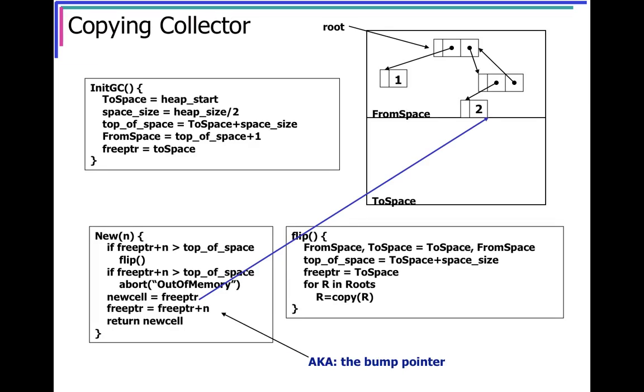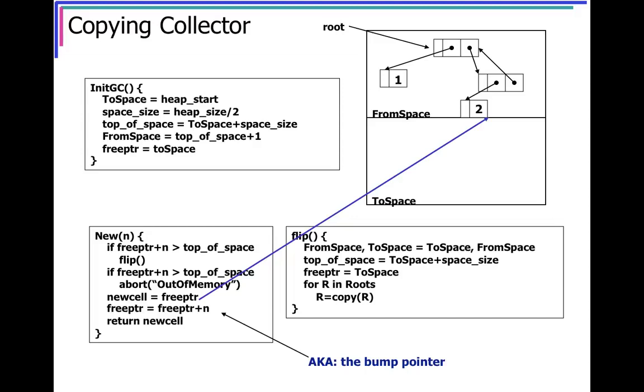Here are the algorithms for the basic copy collector. You should be able to know and understand and reiterate all of them. If you look at the new routine on the bottom left, you'll see what I mean by bump pointer. In this new routine, this is the function that's called when an object is allocated by the program. We first check to see if we're out of space in the half that we're working at. If we are out of space, we're going to call flip and actually do the flip. If we come back from the flip and we're still out of space, we're then out of memory.